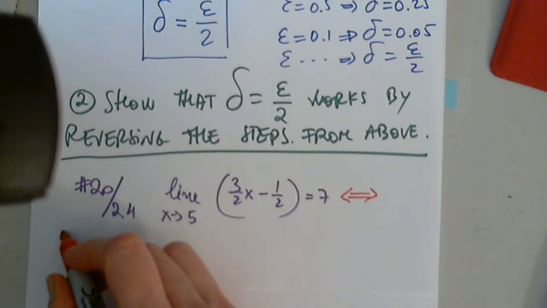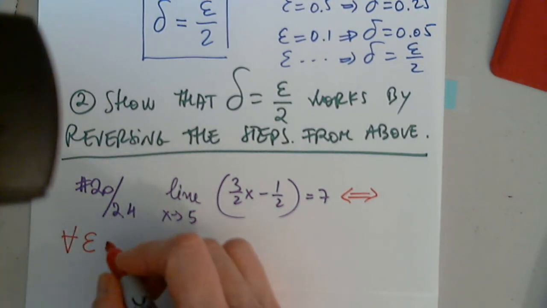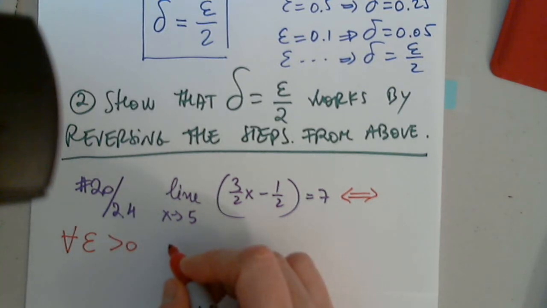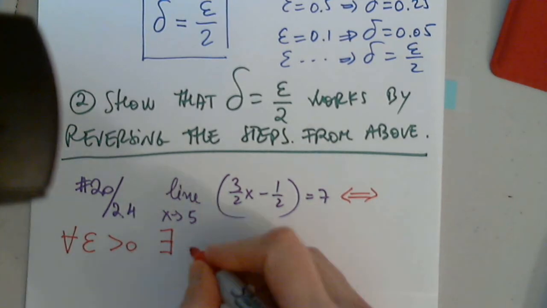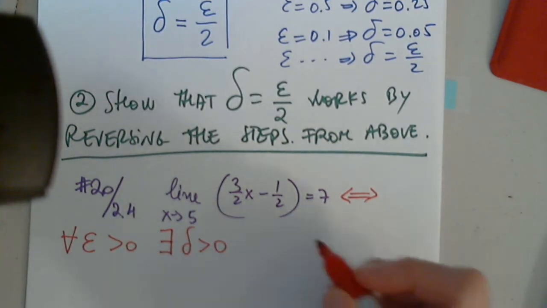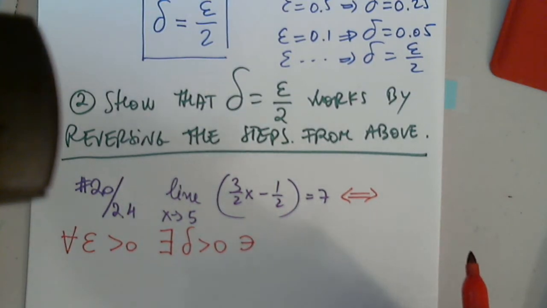For every epsilon greater than 0. Excellent. We will find there exists Delta greater than 0. Excellent. Such that. Very good. Great job so far. Mickey, would you like to continue such that?